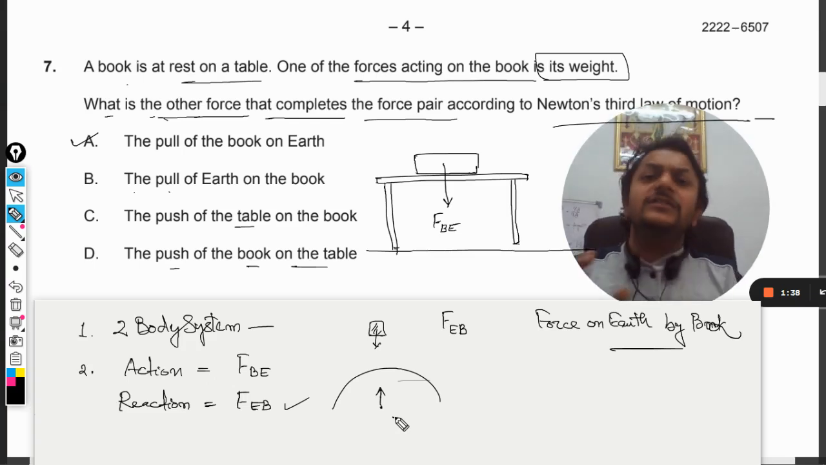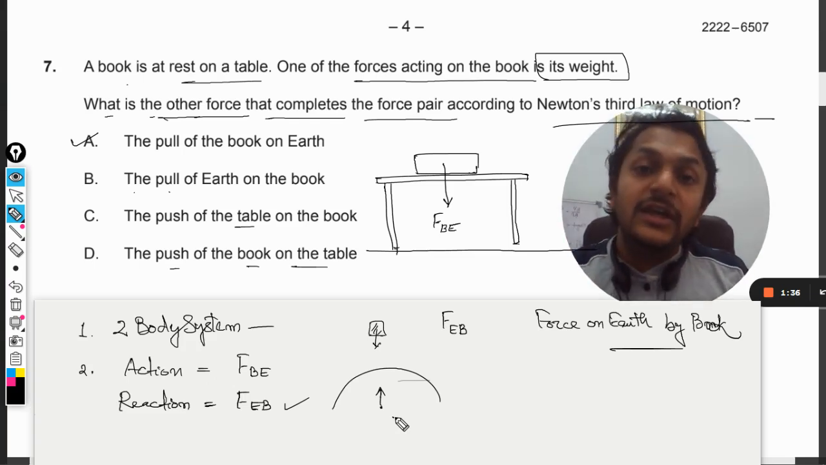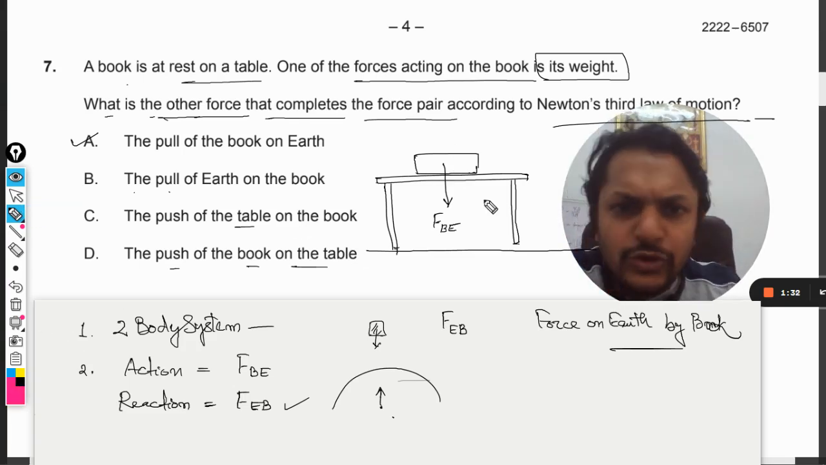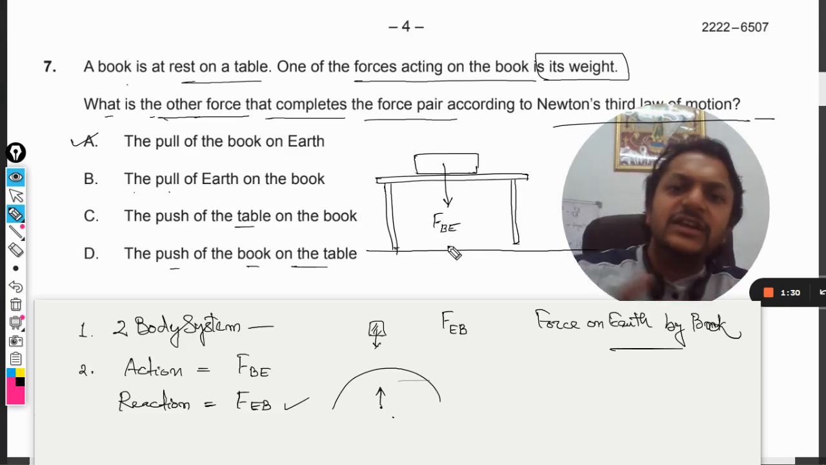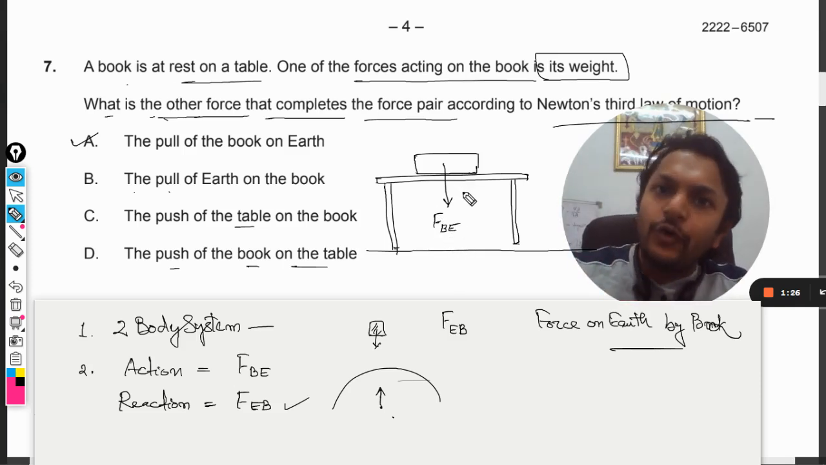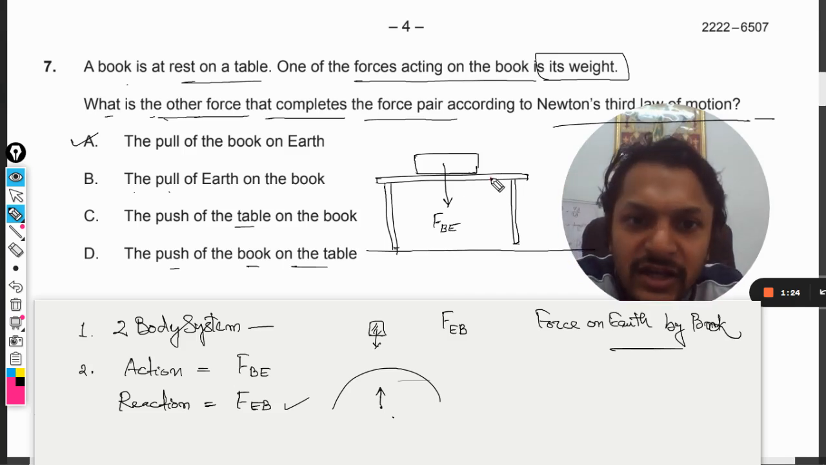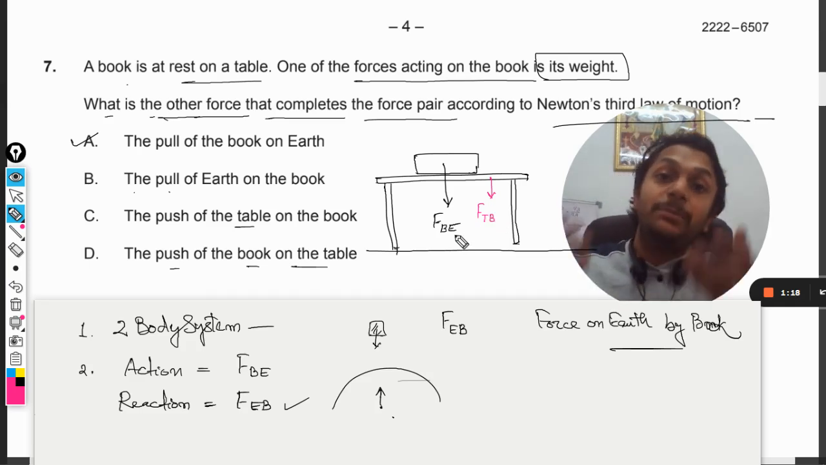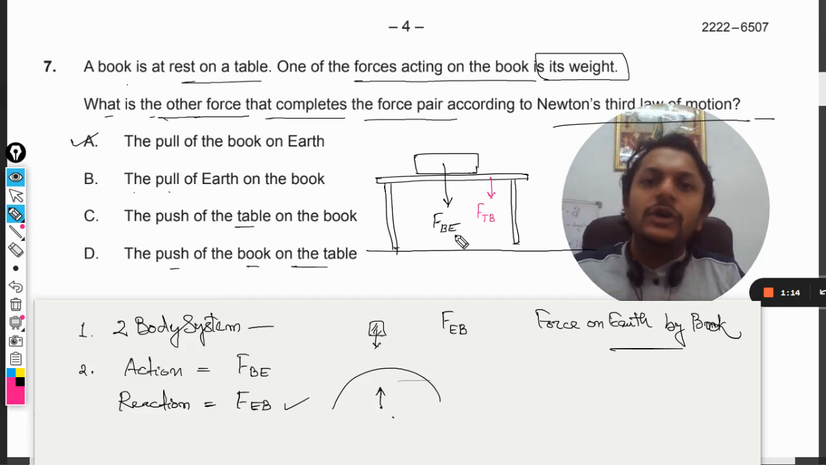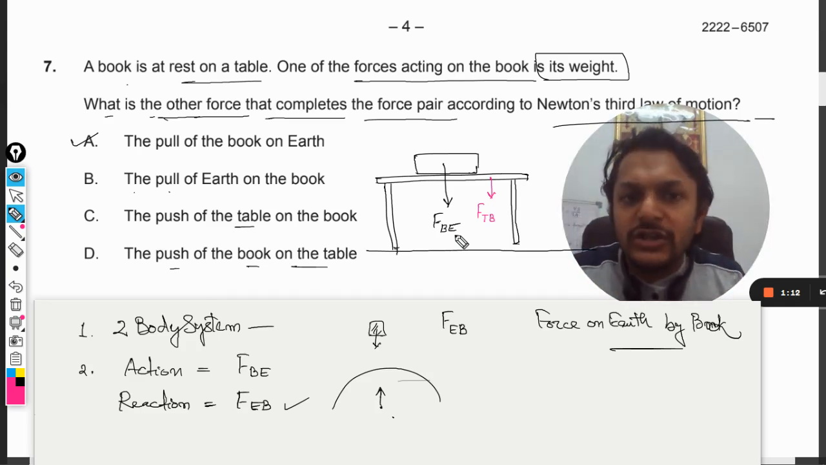If there is any other doubt, I know there will be, that why there is a normal reaction on this. So let me tell you this thing also. Now because the earth is pulling the book downwards, it is in turn applying a force on the table. So there is a force on the table because of the book, because the book is pulled by the earth and the table is not letting the book go down. So in turn the book is applying a force on the table.